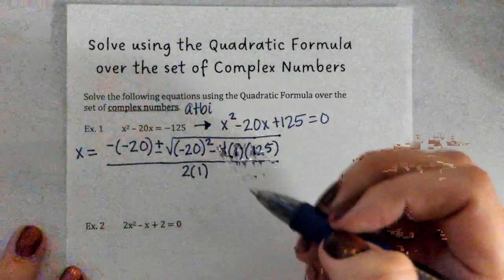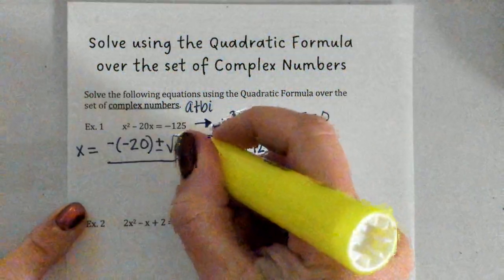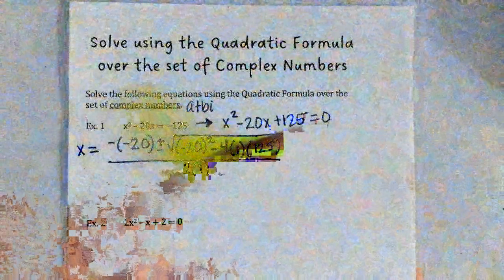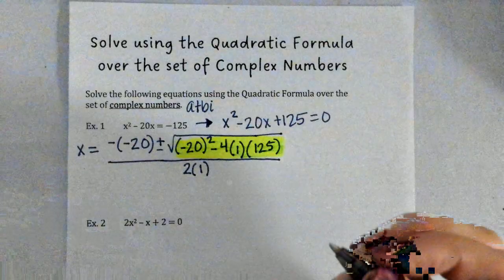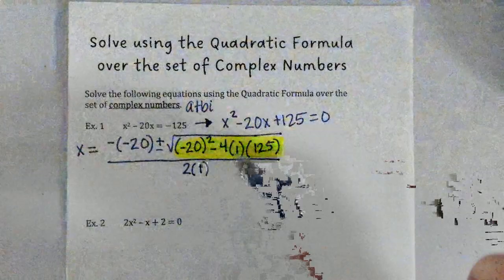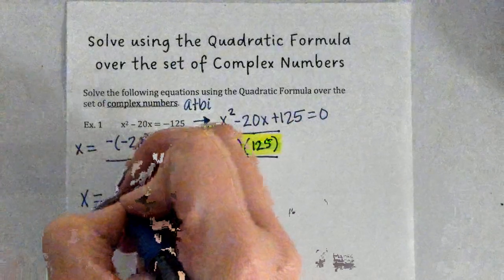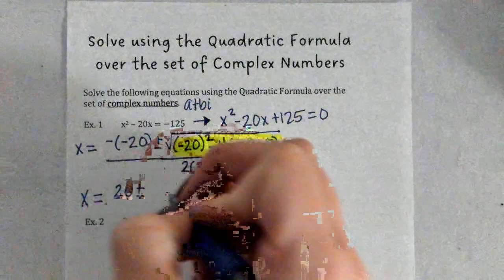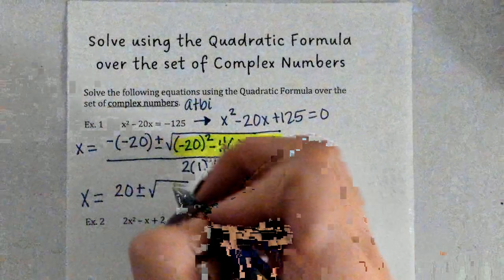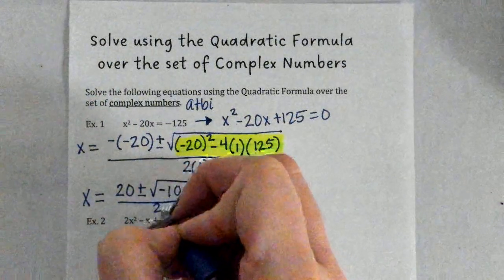All right, so in the calculator, what goes in the calculator? What part of this? The discriminant, right? And we don't include the square root. Okay, so if I plug that in to the calculator, I'm just going to go ahead and tell you this is going to be negative 100. Okay, so x is going to equal positive 20 plus or minus the square root of negative 100, all over 2.